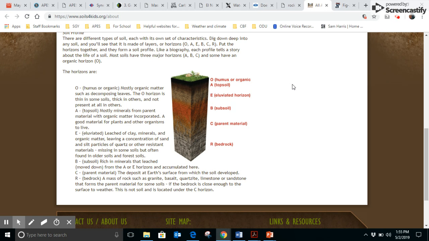You can try and make up some soil song. O, A, E, B, C, and R. Now I know my soil horizons. Why am I singing that? It doesn't even rhyme. Okay, let's move on.